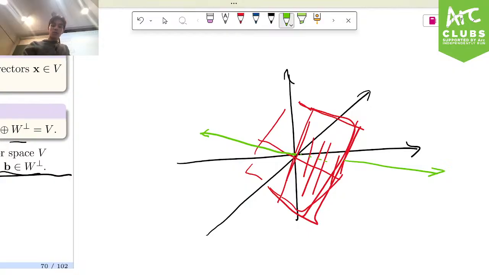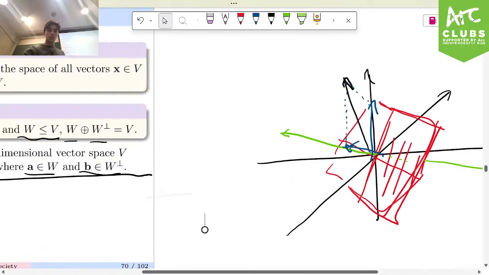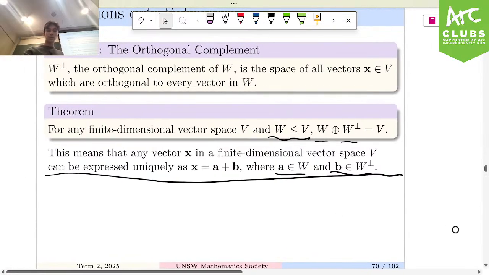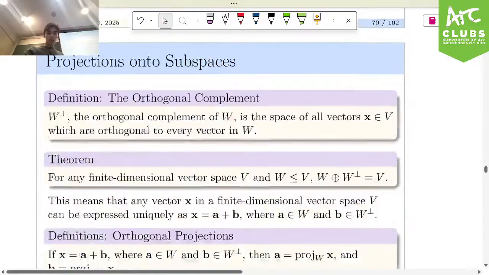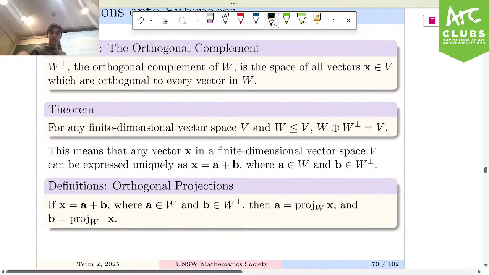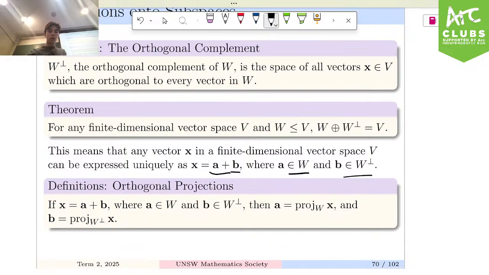And you can see how any given vector in R3 now, right, you're going to be able to express it as a sum of some vector in W perp and some vector in W, right? So the same logic applies to any finite dimensional vector space V and any subspace W. And now that we are familiar with the concept of decomposing using the subspace and its orthogonal complement, we can define orthogonal projections, right?